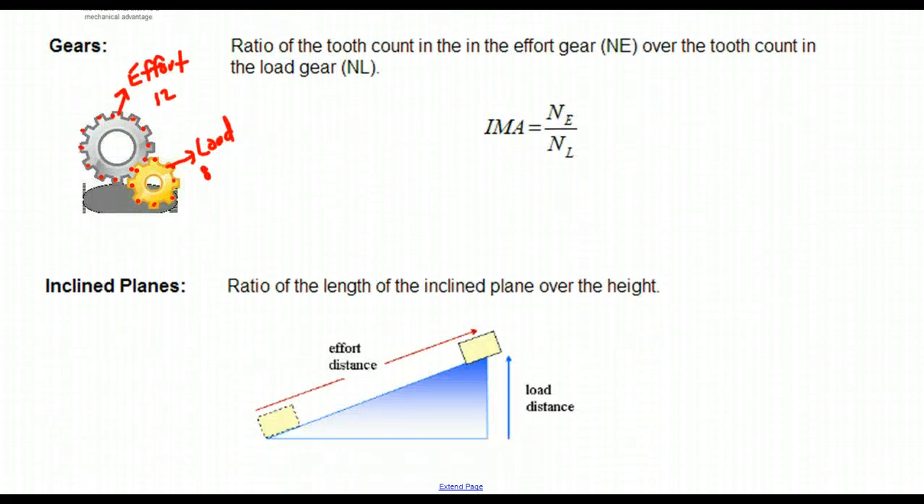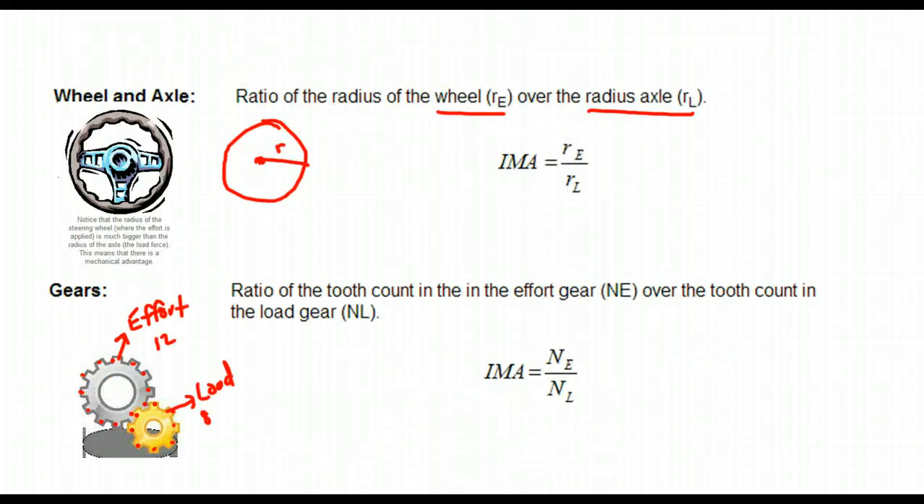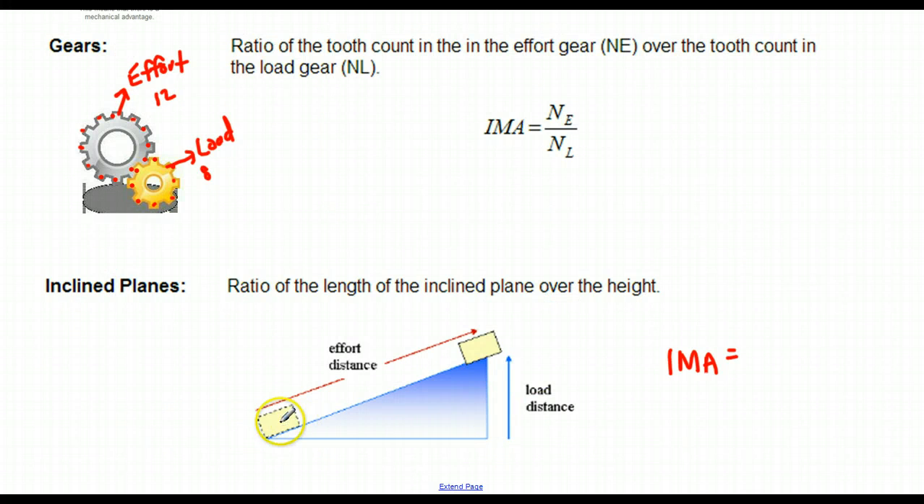And our last example is when we're dealing with an inclined plane. Basically, our IMA is equal to our effort over our load. So our effort distance would be how far up this ramp do we have to get something. So effort distance.